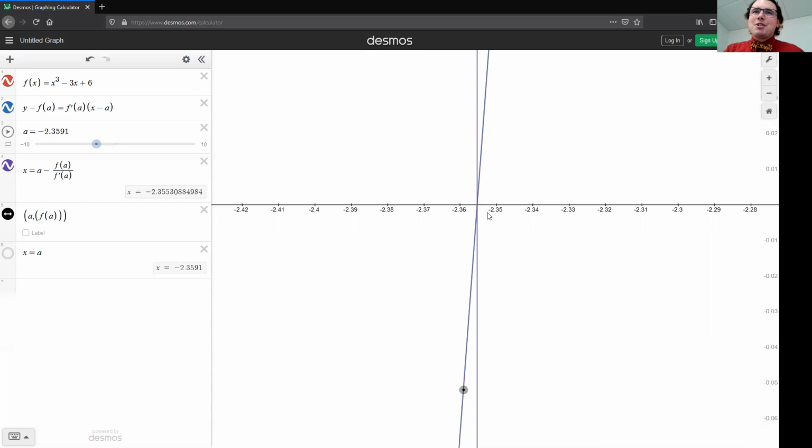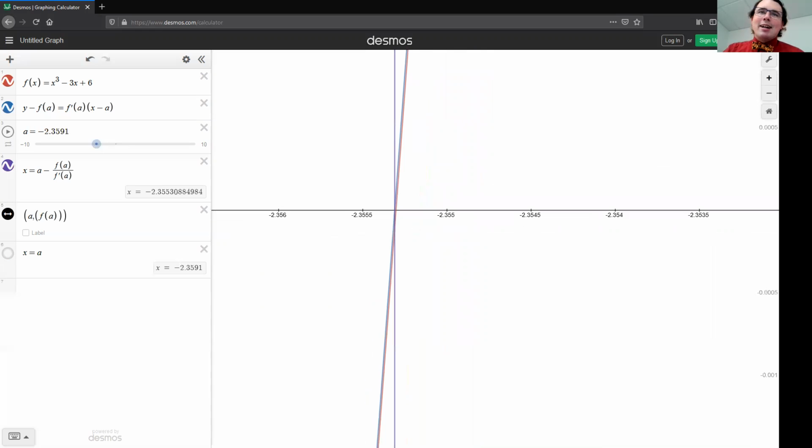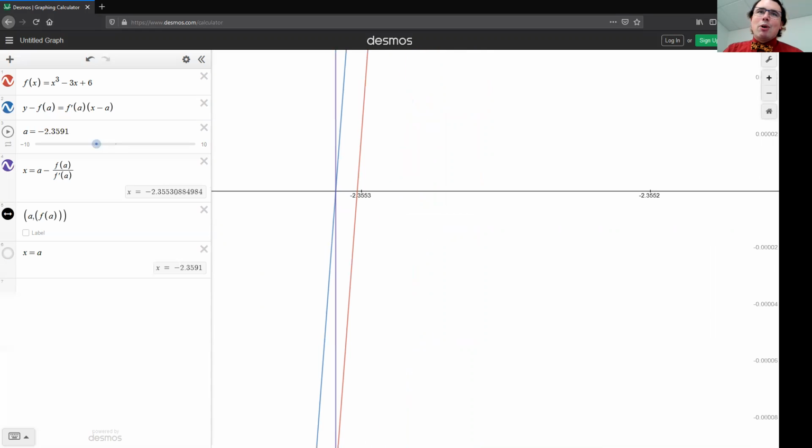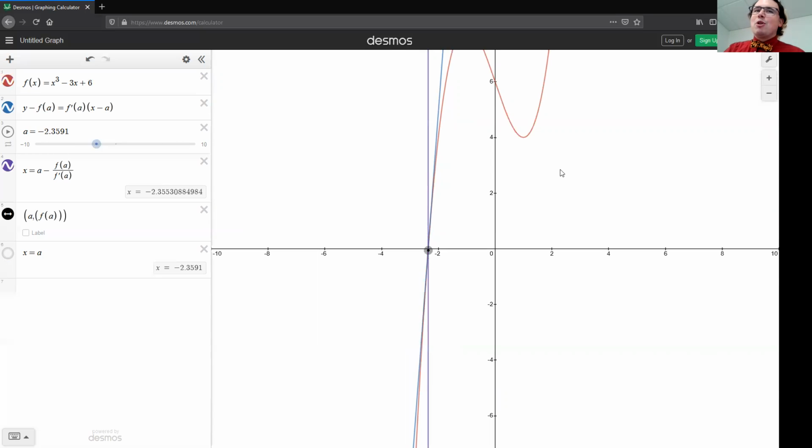So again, after just 2 or 3 iterations, I am so close to the actual root here that Desmos cannot tell the difference between these two numbers, at least not until I zoom in significantly more. So again, here's the actual root right here at -2.3553, and my guess was -2.3591. I was close, within just a couple 1/100ths of the actual value. And if I zoom all the way back out again, from here, I can't even tell the difference between those numbers.